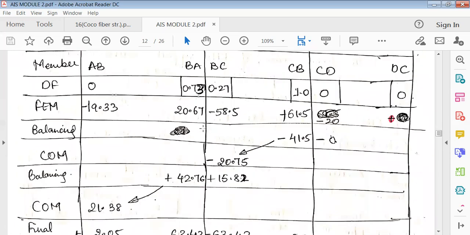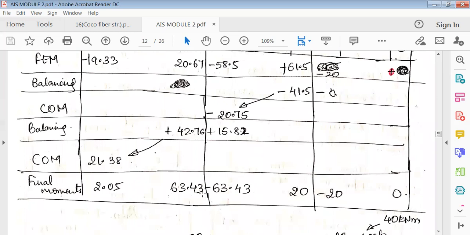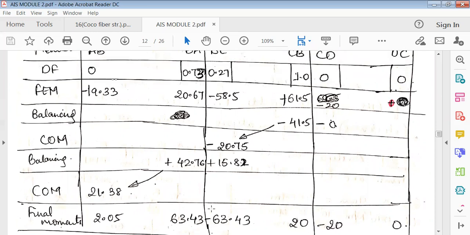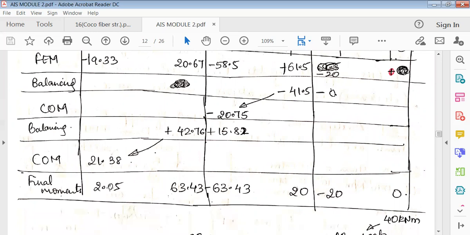Next is at B and BC. The check is that cumulatively at joint B, it should be equal and opposite. The magnitude should be the same, but it should be of different signs. All right. So first it is 63.43 positive, and here it is a minus 63.43. It's negative. So it's equal and opposite. That's why whatever we have done is right. So this is like a final check.